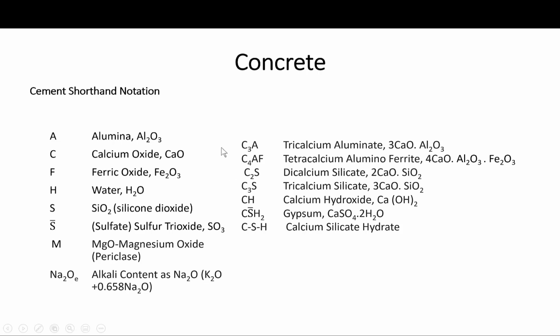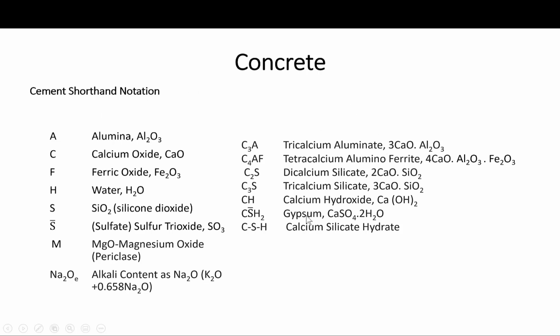And again, I'll mention it here just since we talk about it. In cement chemistry shorthand, A means the alumina, which is the Al2O3, C means calcium oxide, F means ferric oxide, H means water, S means silicon dioxide, S bar means the sulfur trioxide or sulfate, M means the magnesium oxide, MgO, and the Na2O equivalent, which is the alkali content.